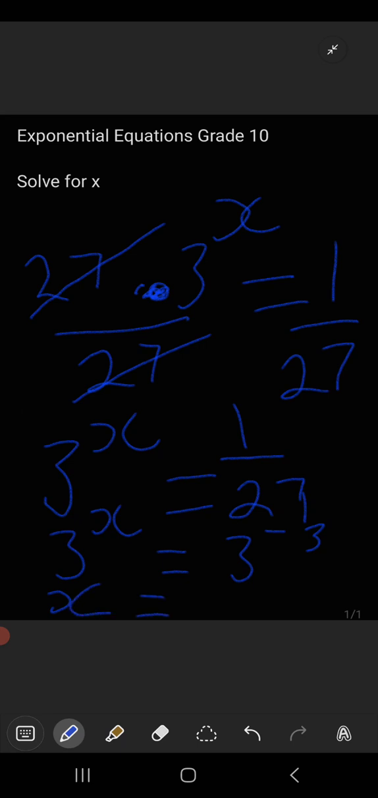Therefore, we drop the base, and x is equal to negative 3. Then you can substitute back. Where there is x, you can put negative 3. When you say 27 multiplied by 3 to the power of negative 3, that will give you 1. Remember, our original equation was 27 multiplied by 3 to the power of x, which is equal to 1.